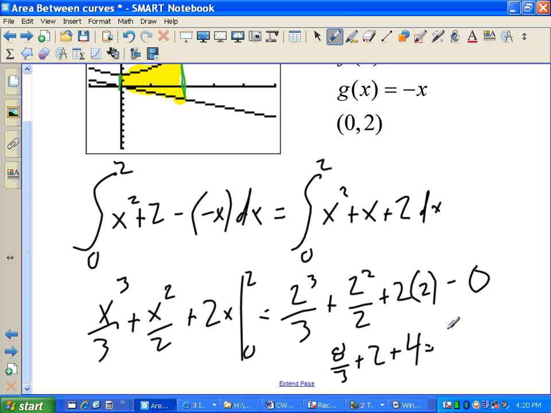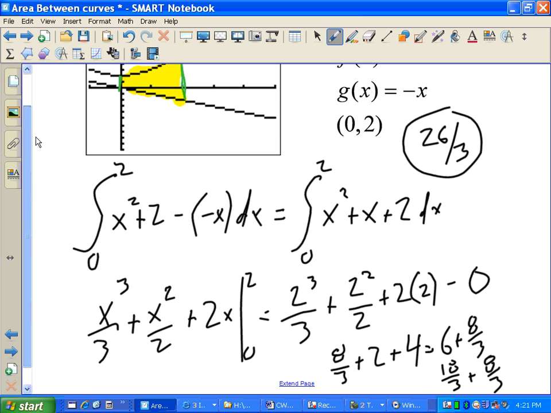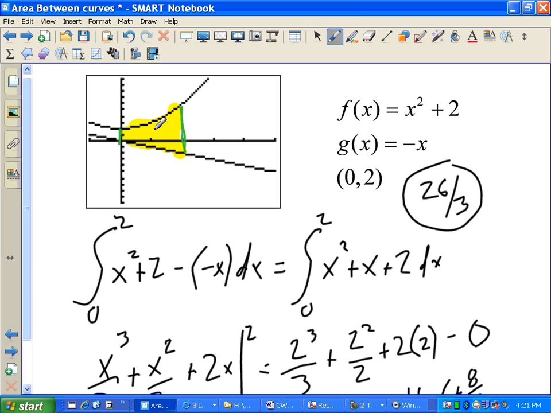We've got essentially 6 plus 8 thirds. 6 is the same as 18 thirds. So we've got 18 thirds plus 8 thirds, which is 26 thirds. So that, my friends, is the area between those two curves.